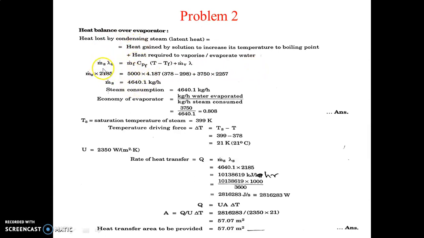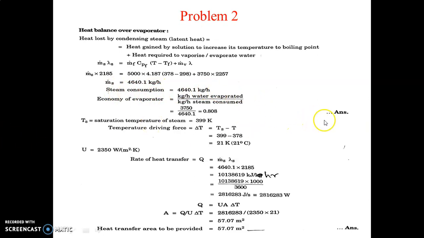So in mathematical expression we can write m dot s lambda s is equal to m dot f Cpf (T minus Tf) plus m dot v lambda. We have all these values: lambda s, mf, Cpf, T. We just have to put the values and calculate m dot s. So solving this equation we get m dot s, which is nothing but the steam consumption.